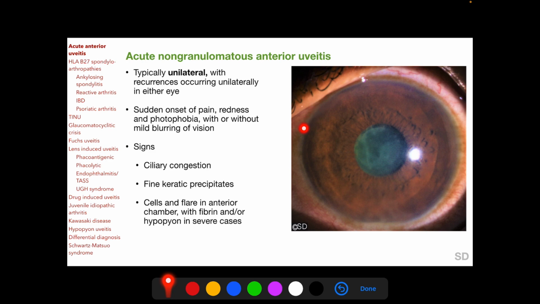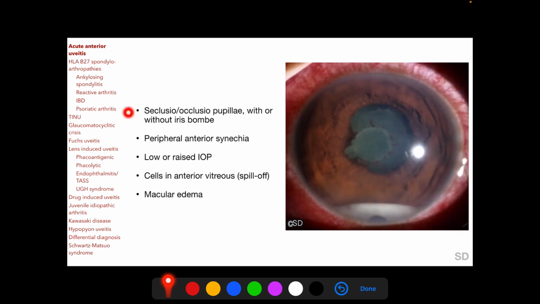So here we find ciliary congestion, hypopyon and fibrin reaction visible in the pupillary area. It is important to note that in the first few days after onset of an attack, anterior chamber cells may not be observable in the slit lamp, and may only be detected after a few days.